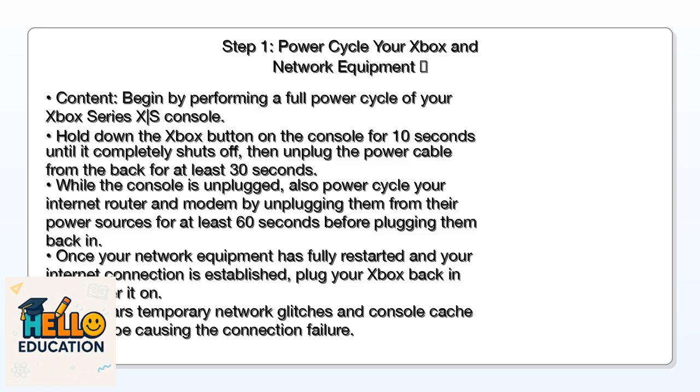Simple power cycle your Xbox and network equipment. Begin by performing a full power cycle of your Xbox Series X console. Hold down the Xbox button on the console for about 10 seconds until it completely shuts off, then unplug the power cable from the back for at least 10 seconds while the console is unplugged. Also power cycle your internet router and modem by unplugging them from their power sources for at least 30 seconds before plugging them back in. Once your network equipment has fully restarted and your internet connection is established, plug your Xbox back in and power it on. This clears temporary network glitches and console cache that may be causing the connection failure.